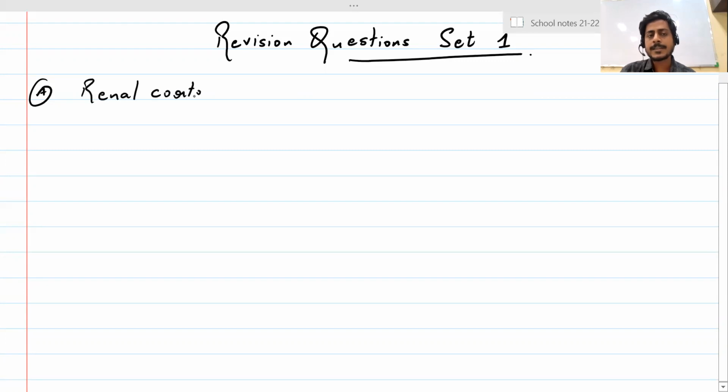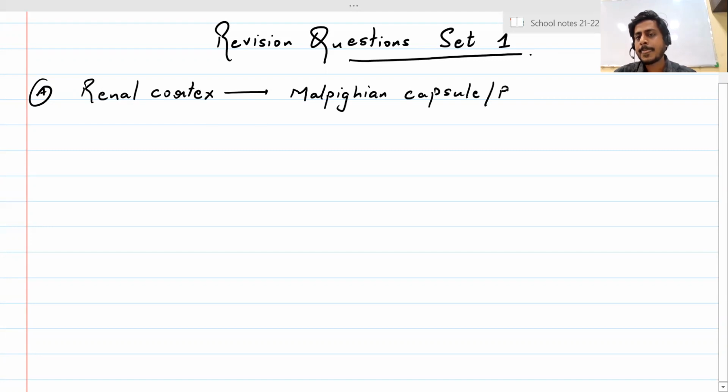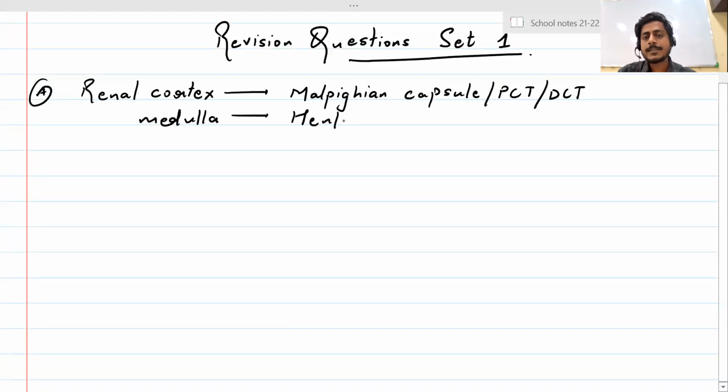When you have the renal cortex, remember that the cortex has a dotted appearance. The reason for the dotted appearance is the presence of the Malpighian capsule. Apart from the Malpighian capsule, there is the presence of PCT and DCT. Make sure that you write the full form when it comes to the exam. The renal medulla is showing a striped appearance. The reason for the striped appearance is the presence of Henle's loop and the collecting duct.